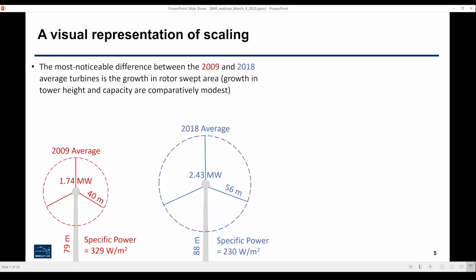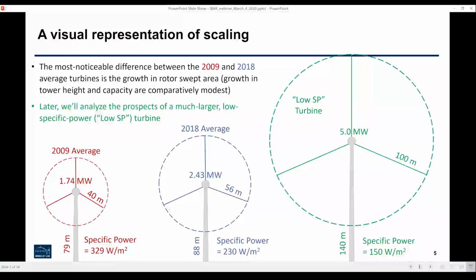Here on the next slide is perhaps a more visual representation of turbine scaling, with the 2009 and 2018 average turbines drawn to scale. Again, the most notable difference between these two turbines is really the rotor swept area. Changes to tower height and nameplate capacity have both been rather modest, but the rotor has obviously grown quite a bit, essentially doubling in its area, leading to a reduction in average specific power from 329 watts per square meter in 2009 to 230 watts per square meter in 2018.